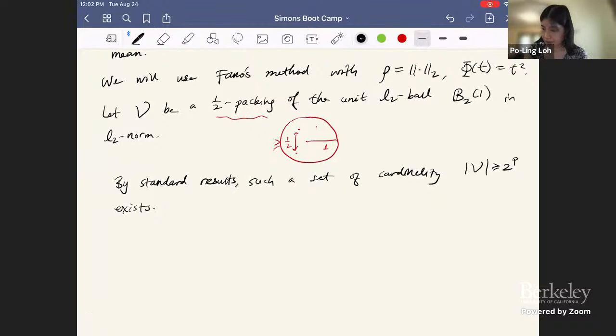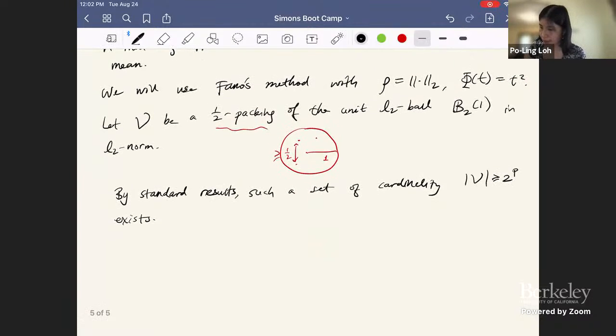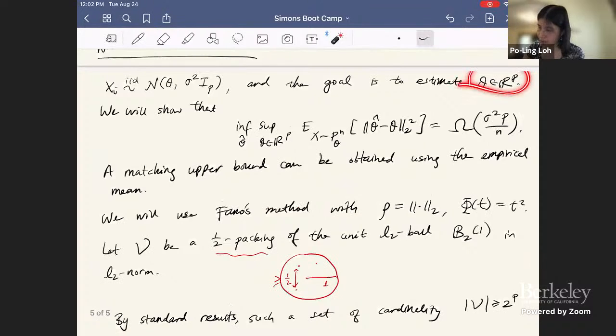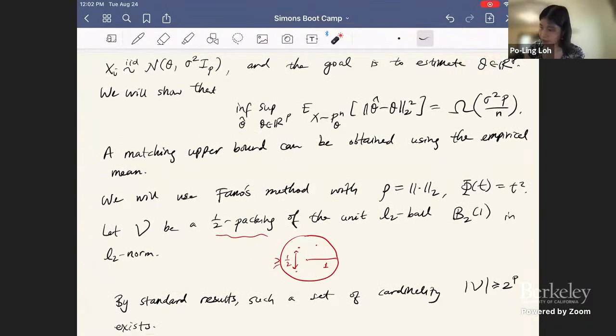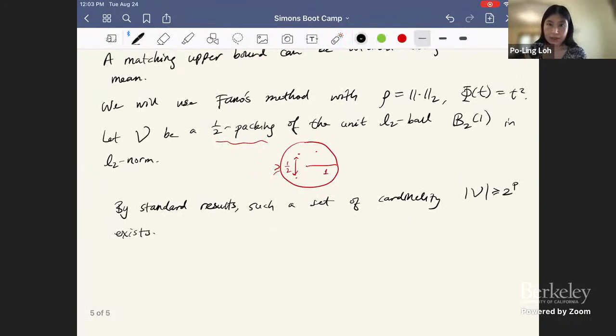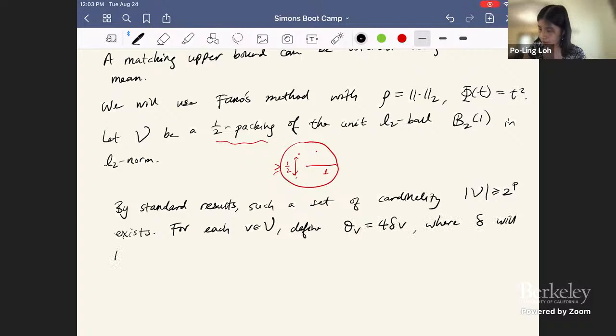Now, this is just a packing of the unit ball. Of course, our whole parameter space is all of R^p, so we can do different things with this. What we're going to do is rescale this packing to obtain the parameters theta that pack our space. The other thing is, of course, we want it to be 2 delta separated. Here it's 1/2 separated, so we need to get the delta in there somewhere. So for each v in script V, we define theta sub v equal to 4 delta v, where delta will be determined later.